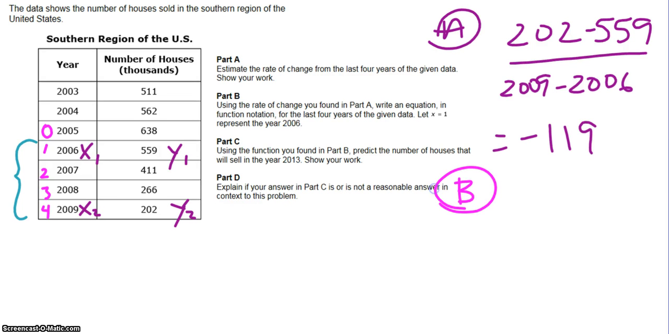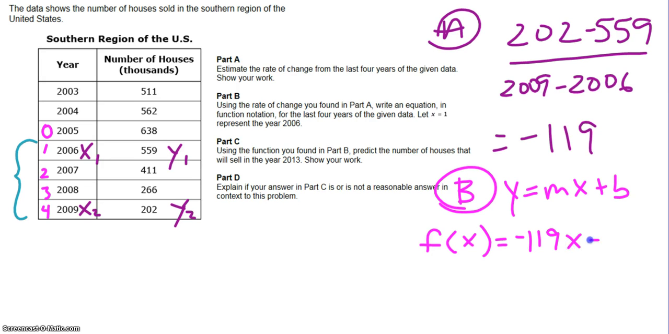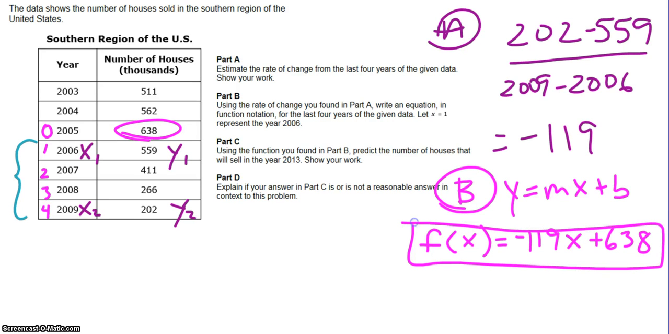So we know we're going to use the formula y equals mx plus b. We're going to use function notation, so instead of y, you're going to put f of x. The slope is the rate of change that we found in part A, negative 119, x plus, and then your b is your y-intercept when x is 0, so 638. So this right here is the answer to part B.